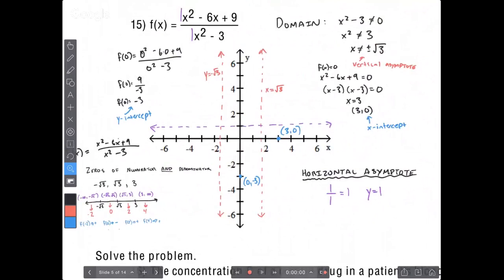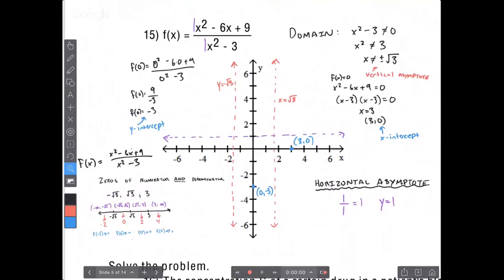Okay, we did a sign chart. We got lots of features of this graph now. I think we are ready to start sketching. So we know lots of things. We know that this function approaches 1 for extraordinarily large values of negative infinity.